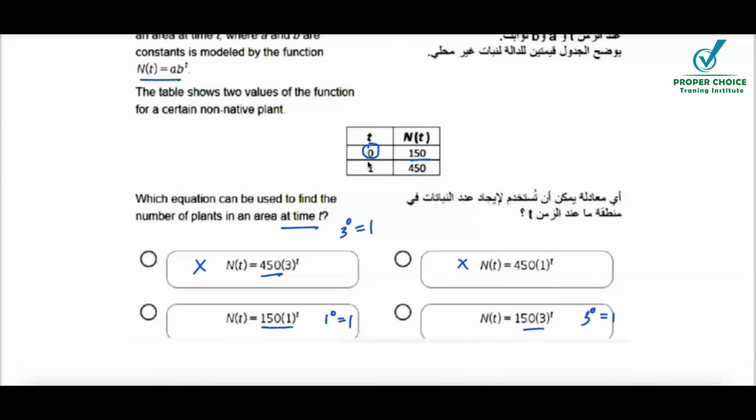But when you substitute t as 1, I should get 450. So in the first choice, if you put t as 1, 1 to the power 1 is still 1, and 1 multiplied by 150 is the same. So this is not the answer; finally, this will be the answer to choose. So 150 times 3 to the power 1, that is 3. 150 times 3 gives us the value 450. So this is the right choice.